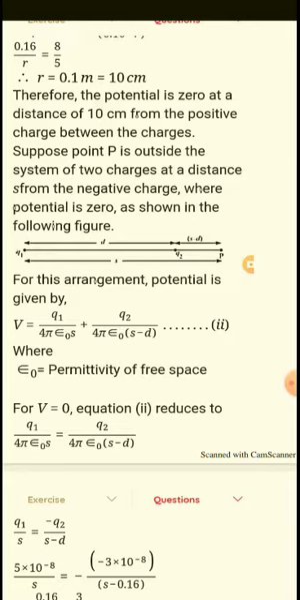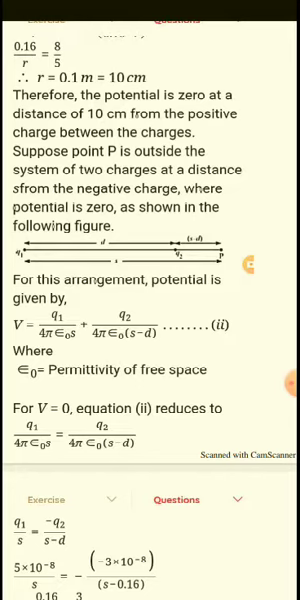The distance between the two charges is taken as D. From the point P to Q2 will be S, and from Q1 to Q2 will be D, and then the distance from P to Q1 will be S minus D.